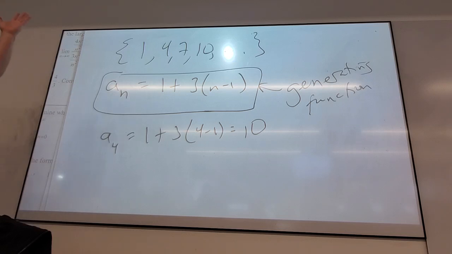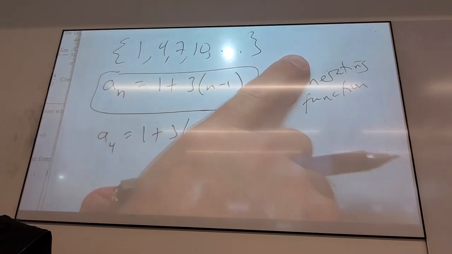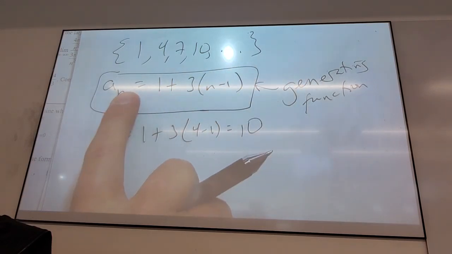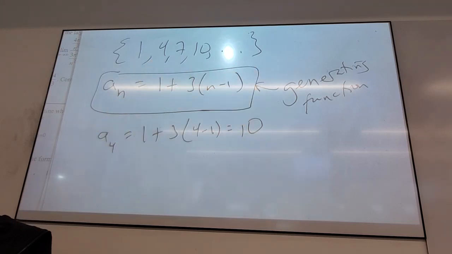If I plug in 87, I will get the 87th element, which is much quicker than writing this out until I get to the 87th element, yes? So that is the immediate usefulness of being able to find this kind of closed form of this sequence. Okay.